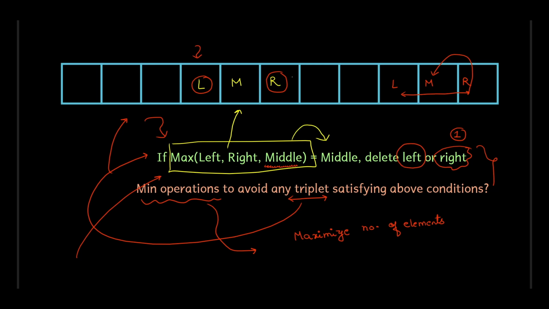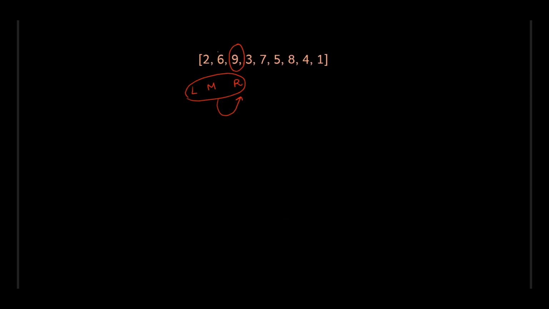And even if it is part of this triplet, you can never delete 9. I mean, 9 definitely can be a part of a triplet. For example, if you have L over here, M as this and R over here, 9 is definitely a part of a triplet where the maximum lands in between, but it can never be a part of a triplet which can delete 9 from the array.